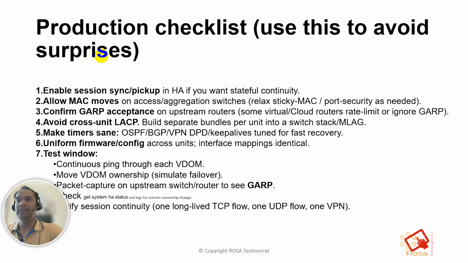Production checklist. Whenever you are doing HA failover or HA configuration, what is the production checklist? As I explained, use this to avoid surprises. Enable session sync and session pickup, as explained. Allow MAC moves on the access or aggregation switch. Confirm GARP acceptance, meaning you are receiving the GARP from the FortiGate.